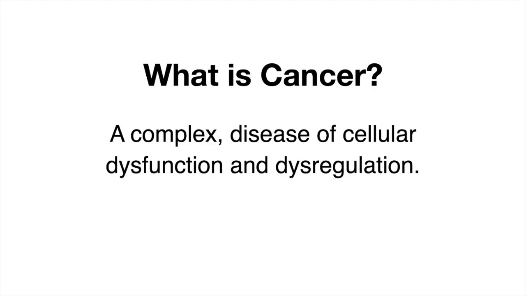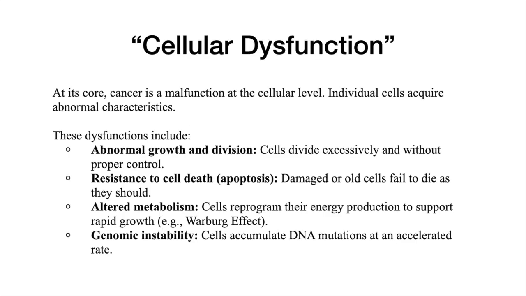So what is cancer? Cancer is a complex disease of cellular dysfunction and dysregulation. The important part in this is that dysfunction and dysregulation, and I'll get into that and I'm going to explain that probably ad nauseum here. We have cellular dysfunction. When we talk about the cell, 37 trillion of them make up your body, and each cell has its own role and thing that it does in your body to function properly. When we're talking about dysfunction, you can have abnormal growth and division.